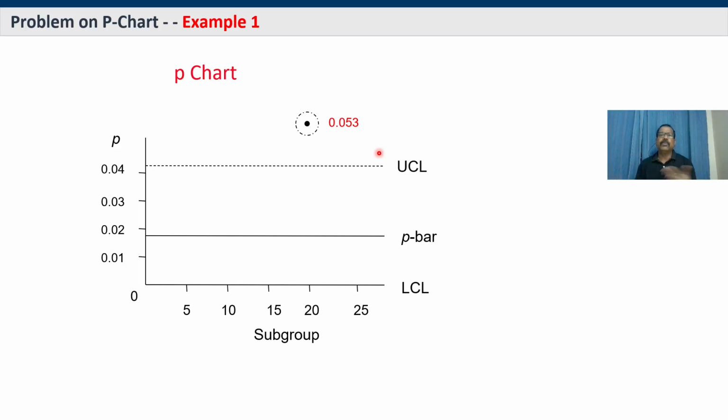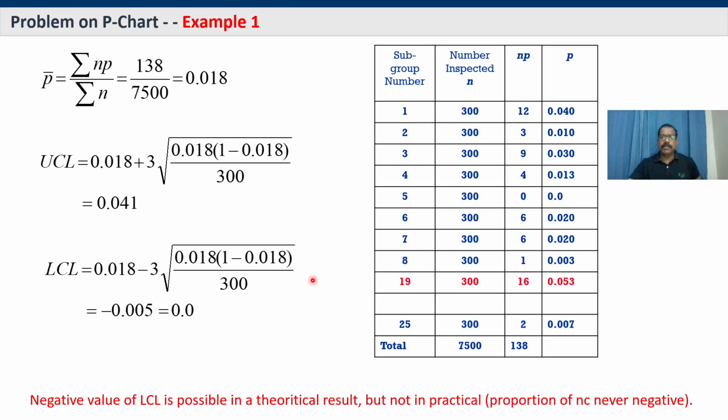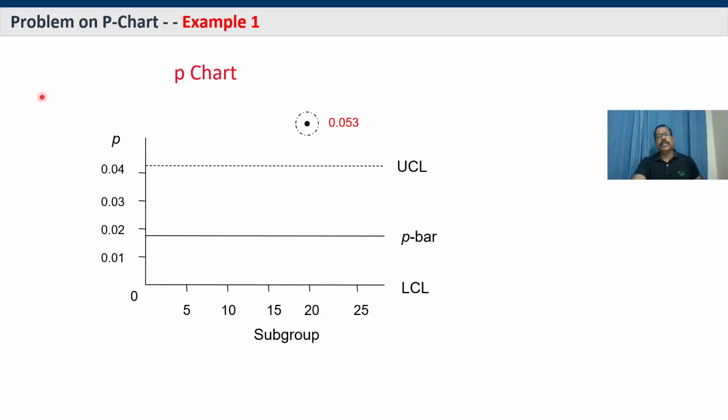Then again you have to calculate the X bar value, R bar value and all. Similarly, in a P chart also, if some subgroup's P value is going above the upper control limit, maybe the 19th subgroup, you can eliminate it. Once you eliminate it, instead of 7,500, 300 is gone, so 7,200 only you have to give. Then instead of 138, you have to subtract the 16 from 138. With that you can calculate the P bar. Accordingly, the UCL and LCL will be there.